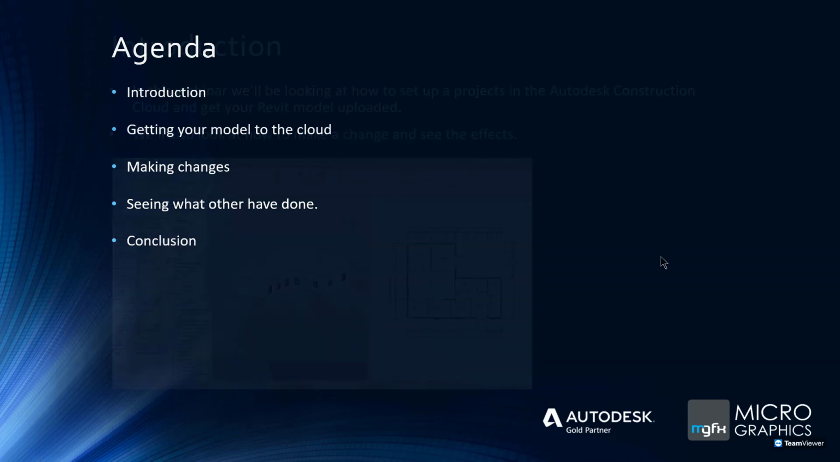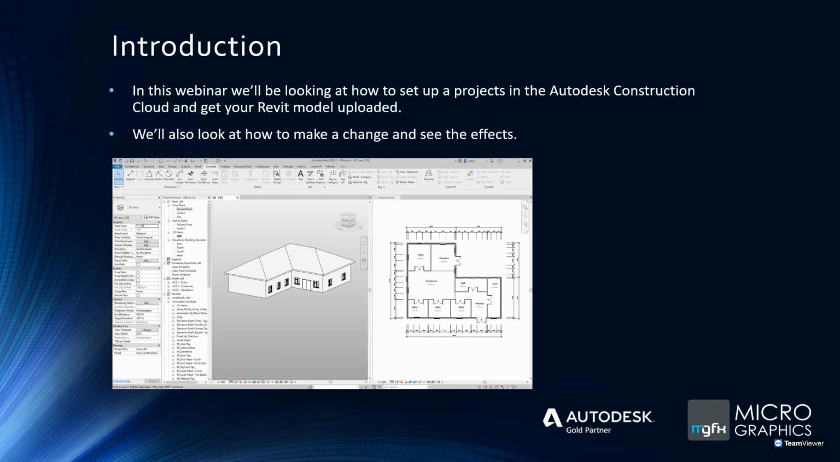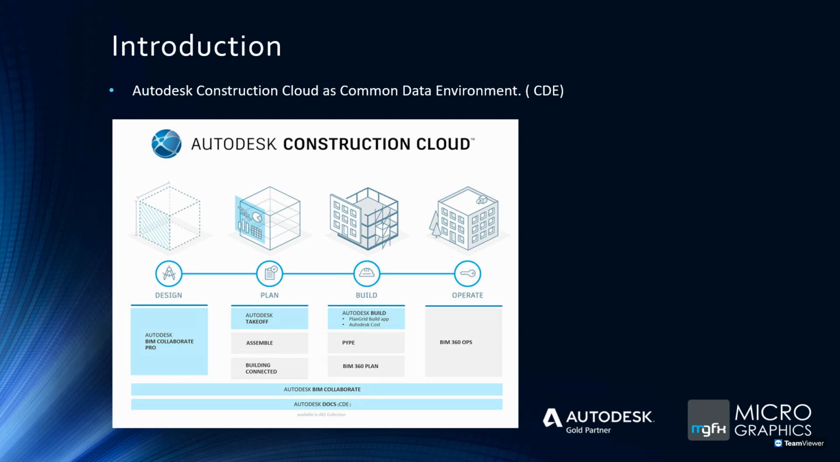All right, so just introducing the topic. Basically, we're going to look at a small little building, and we're going to just upload that, set up the construction cloud project with some users, and then we'll upload the model and see the effects of the changes. All right, so it's basically just a brief overview of that process.